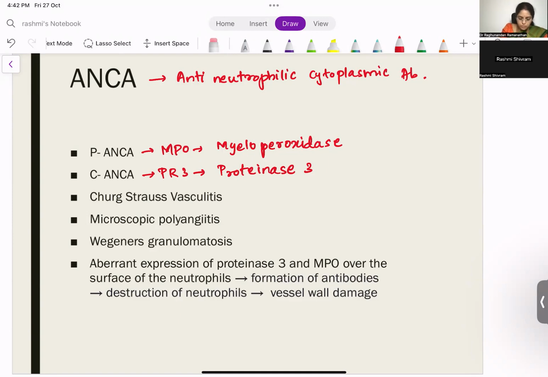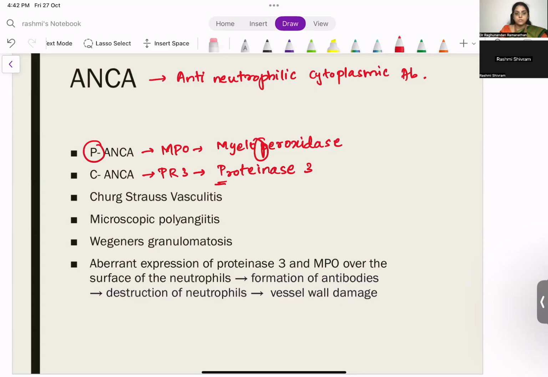Let me tell you an easy way to remember. P is here and P is here. So, you must remember, it's not that much, one is starting with P. So, myeloperoxidase, P ANCA, MPO. C ANCA, PR3, proteinase 3. So, C ANCA is formed against the proteinase 3 antigen and P ANCA is formed against the myeloperoxidase antigen.